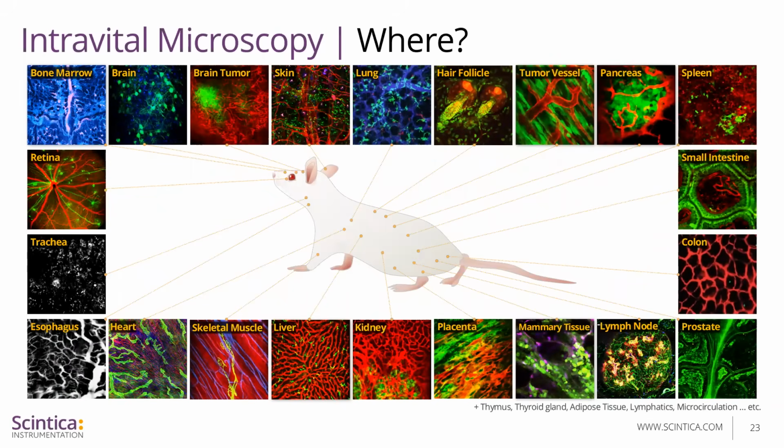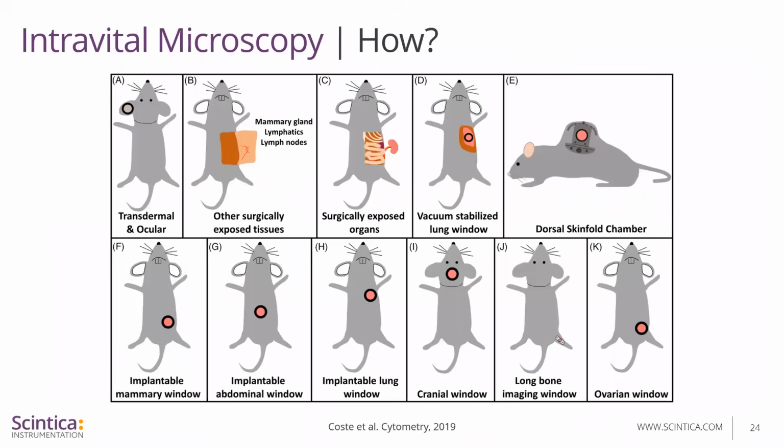Focusing on the mouse model, where is it that we can actually apply intravital microscopy? Well, pretty much any organ, system, or structure that you can access optically, you'll be able to image with intravital microscopy. Gaining access can be done non-invasively or invasively. There are a few structures that can be accessed non-invasively, such as the ear and the eye. Pretty much every other organ and structure you want to image with microscopy, you'll need to expose surgically to be able to access it with your objective lens.